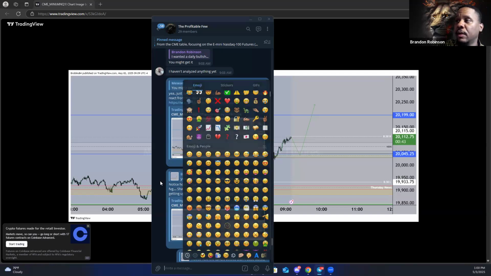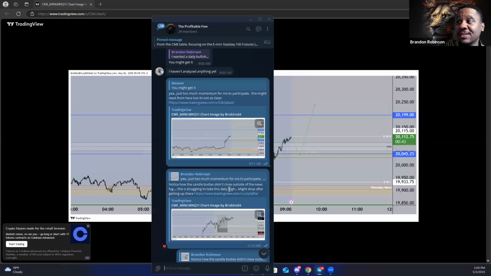And then what happened? Notice how the candle bodies didn't close outside of the news fair value gap. That's an algorithmic signature. We got here, we wicked, but the bodies on the 1 minute time frame kept closing inside of it. So I said she's struggling to take this high, might drop after getting up there. Even in this analysis, I'm not saying she's not going to get up here. I said she's struggling to get up there. So if we sell, we might drop after we get up here. But price is driven toward this liquidity level, and I have a high probability inclination that it's going to at least get up here.